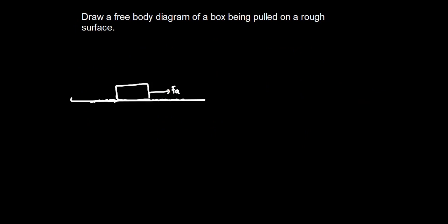Let's try another example. Let's say now we are asked to draw a free body diagram of a box being pulled on a rough surface. Whenever you see the word rough, you know that there is friction. If they wrote frictionless, we know that there is no friction. But if they wrote a rough surface, we know that there is friction. So let's go ahead and draw a free body diagram.